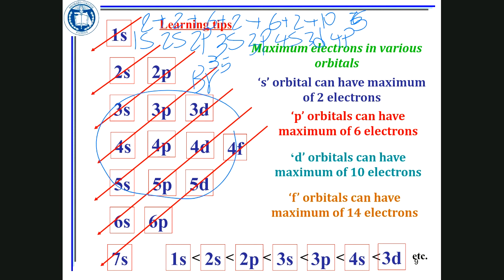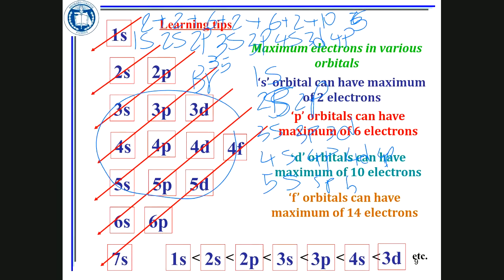We go with the 1s. The best thing is to be able to write this on a piece of paper and practice. Level 1 has one subshell, 1s. Level 2 has 2 subshells, 2s and 2p. Level 3 has 3s, 3p, 3d. Level 4 has 4s, 4p, 4d, 4f. Level 5 has 5s, 5p, 5d, 5f, and 5g.